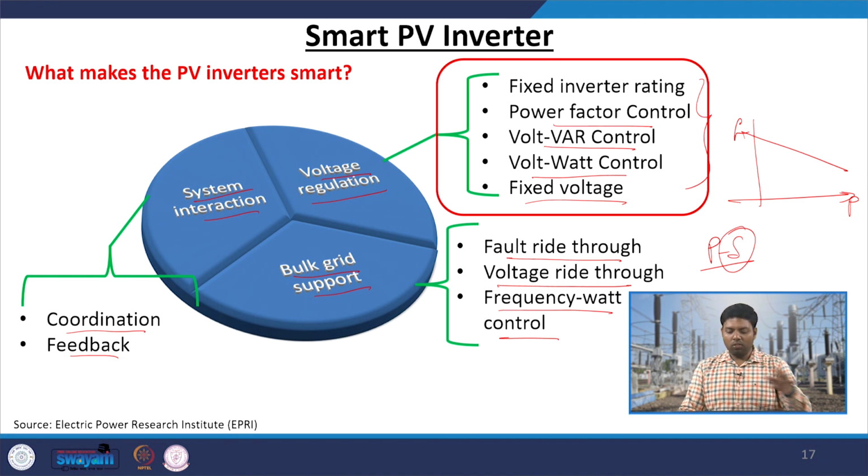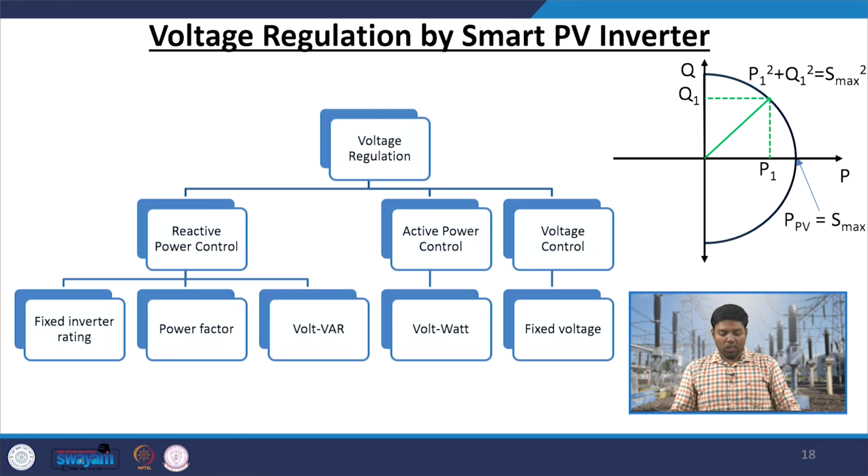So, generally we will focus today mainly on this voltage regulation capability. We can do this voltage regulation by either doing reactive power control, or active power control, or voltage control, and that is a typical PQ curve or power capability curve of an inverter, and normally it operates in 2 quadrants.